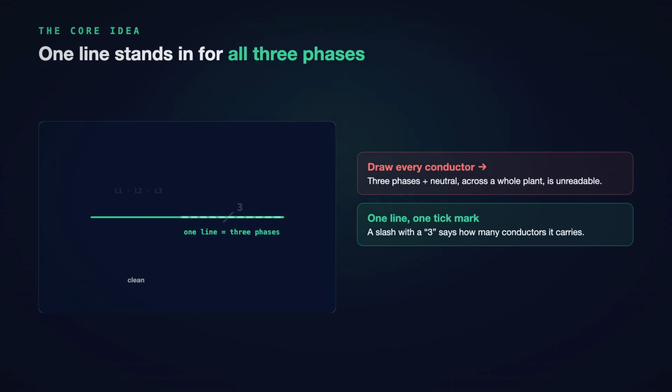Same drawing, 3 names. Its cousin, the 3-line diagram, shows all 3 conductors. You save that for protection and metering detail. For seeing the whole system, single line wins every time.